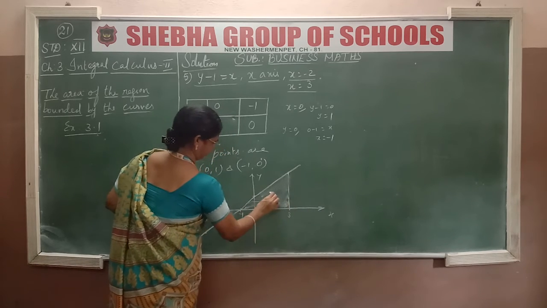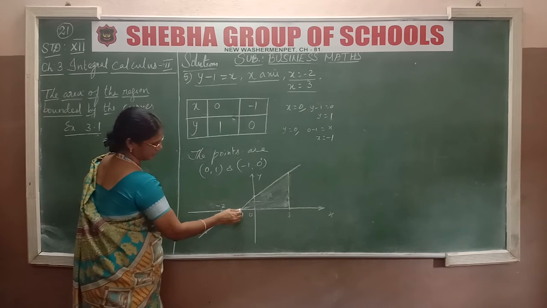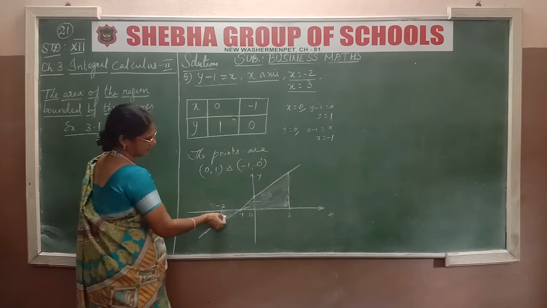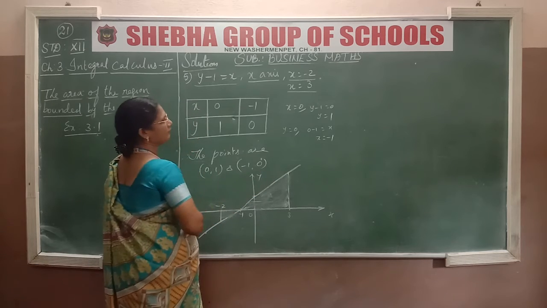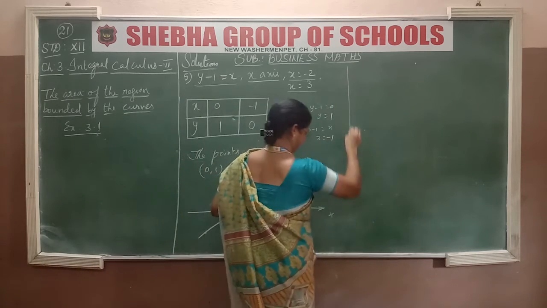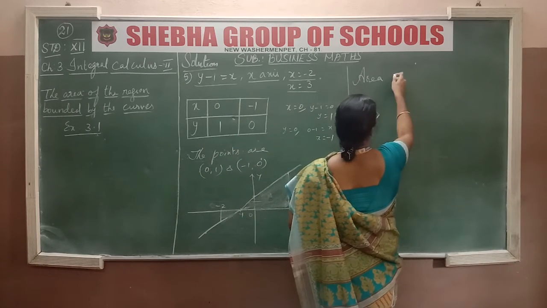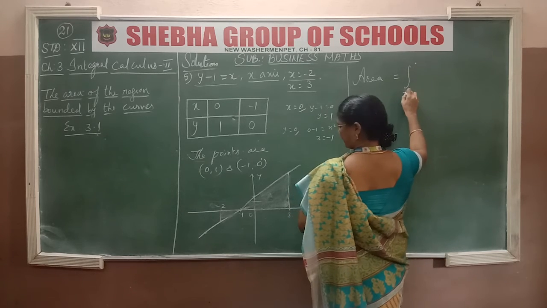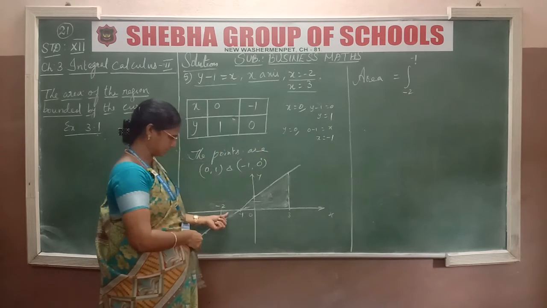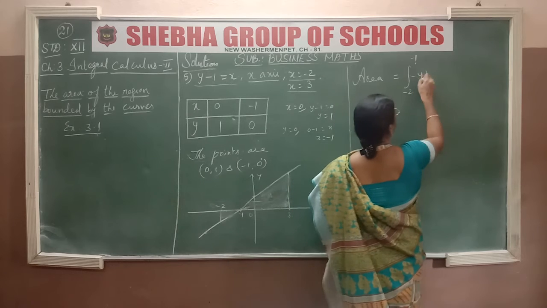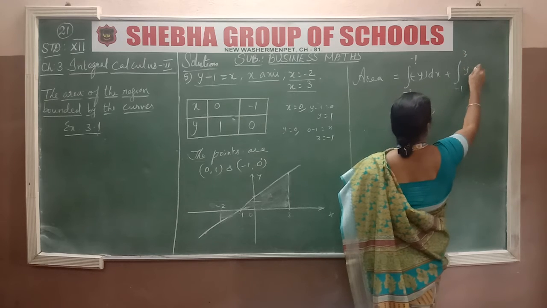Okay. Listen. From the limit minus 2 to minus 1, this lies below the x-axis, isn't it? And minus 1 to 3, the area lies above the x-axis. So we use two formulas in this case. So therefore our area is what? Area of the shaded portion is equal to integral minus 2 to minus 1, this lies below the x-axis, so we use minus y into dx plus integral minus 1 to 3, it is y dx.